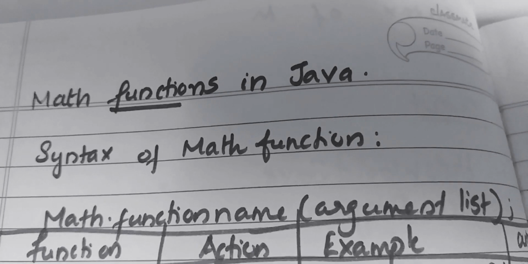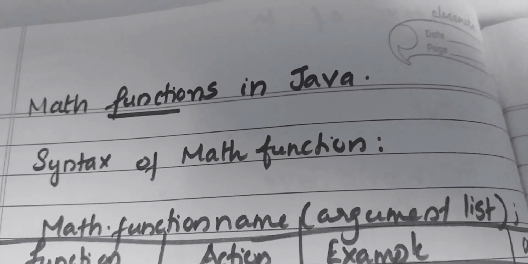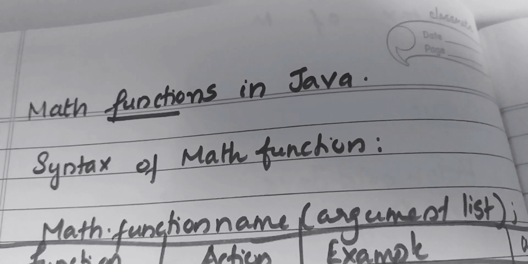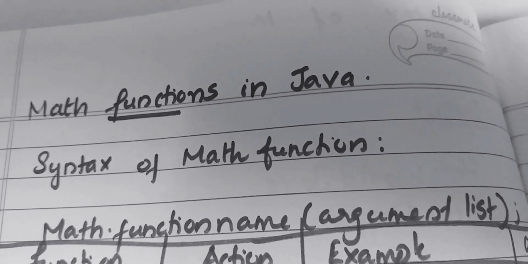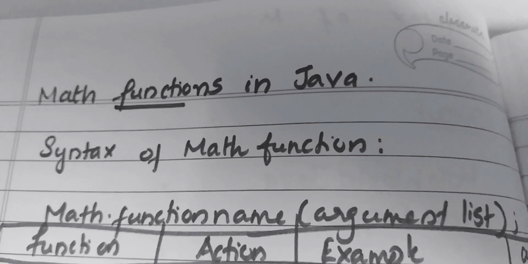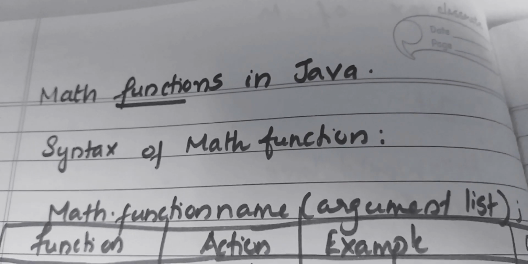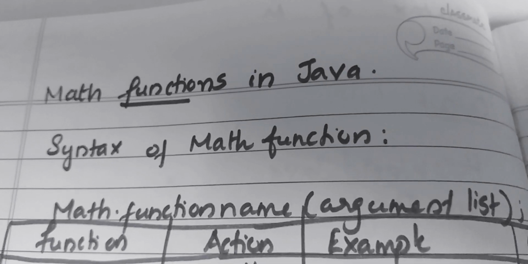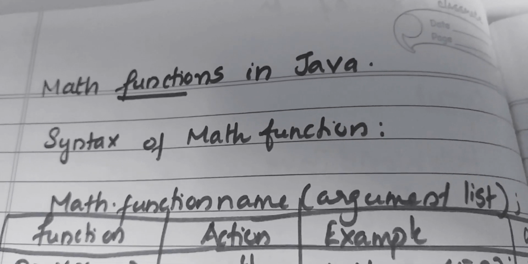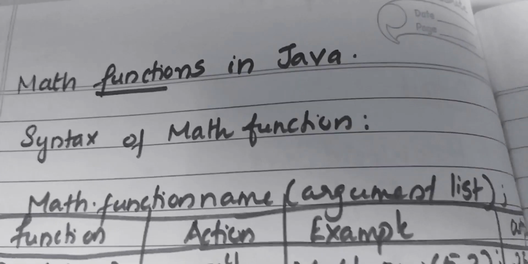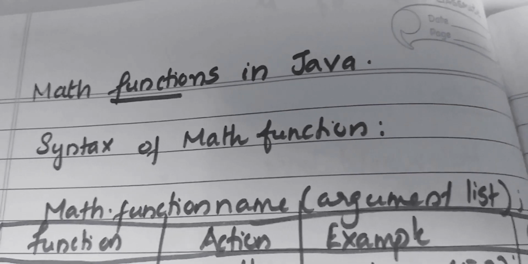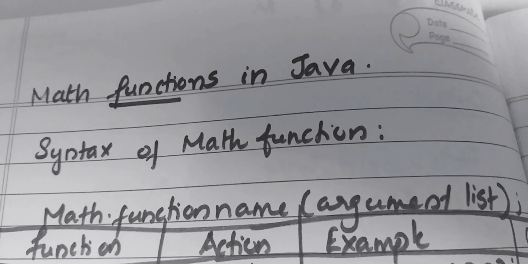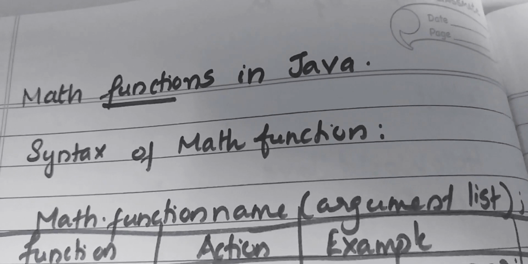Here Math, that M is in capital letter. Math dot function name of argument list. The argument list means the variables passed to the function, which are known as the arguments or parameters. There may be 1 parameter, 2 parameters, 3 parameters according to the function. So this is the syntax of using a mathematical function in Java.